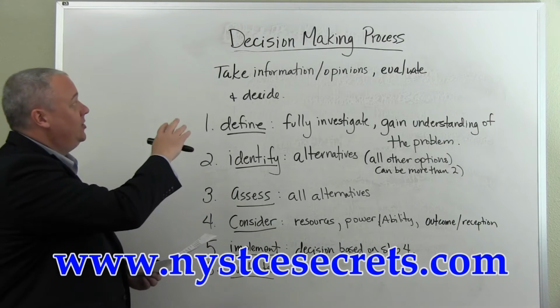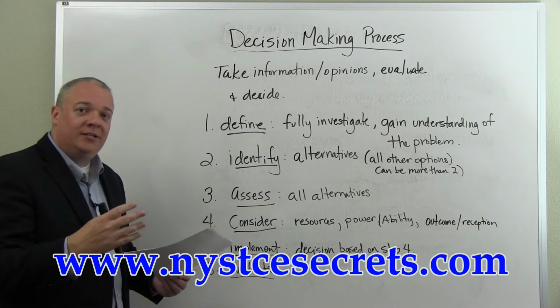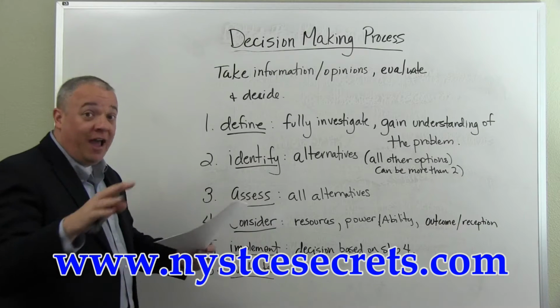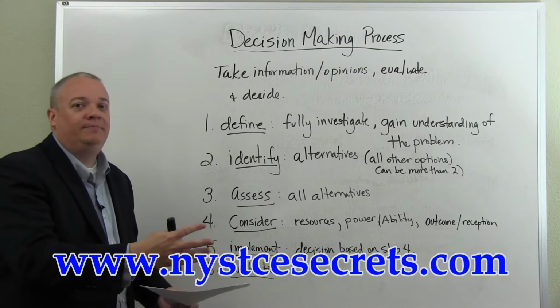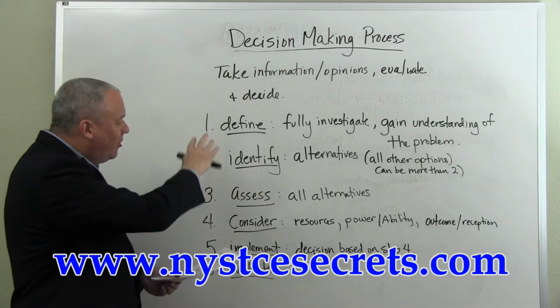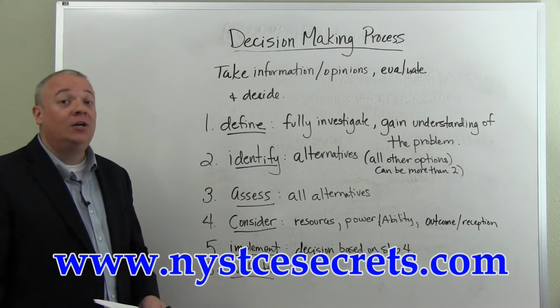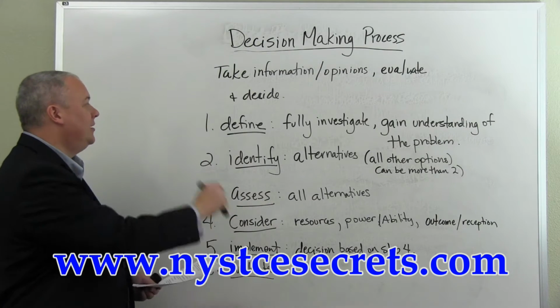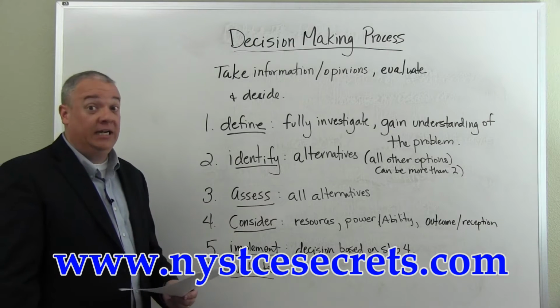So when you make a decision, you take the information that's provided and the opinions of others, you evaluate all of it, and then you decide. Okay, that's just a basic overview, but we've broken it down into steps here, which I want to go over briefly. So in the decision-making process, the very first thing you need to do is define.